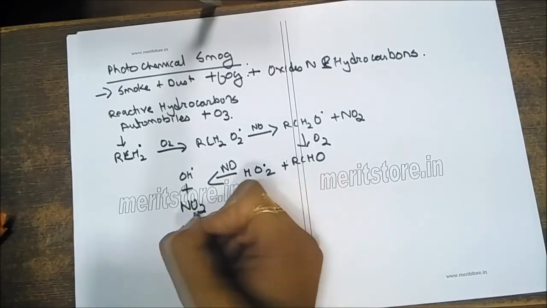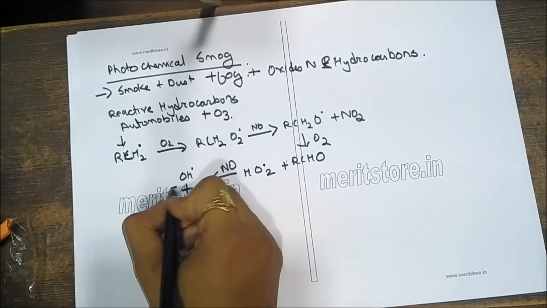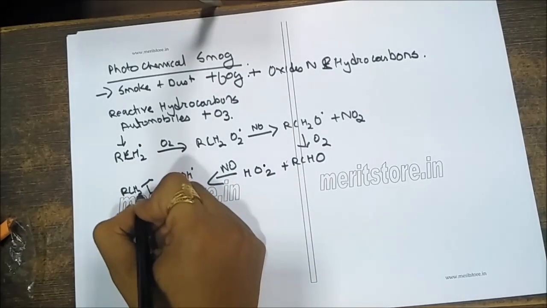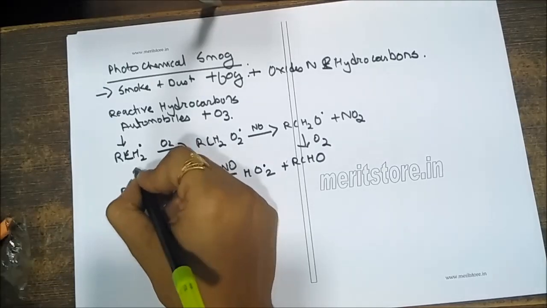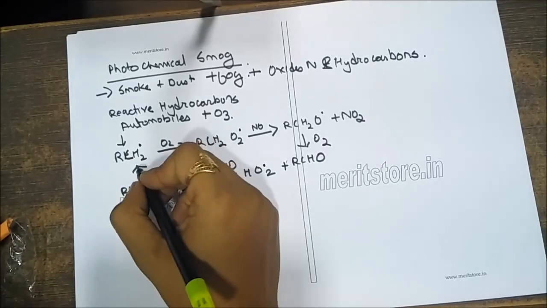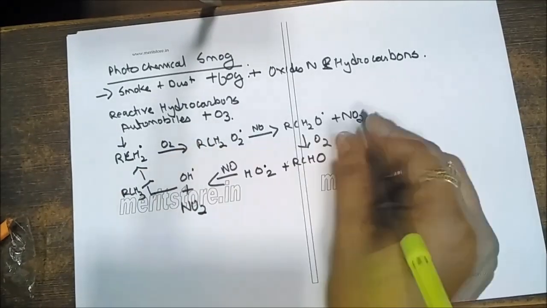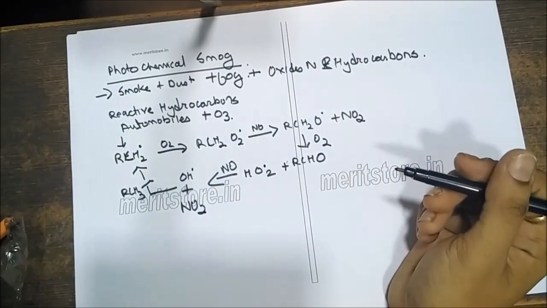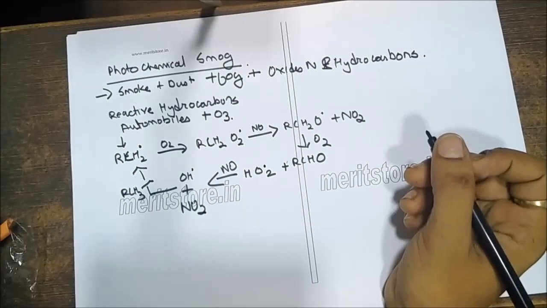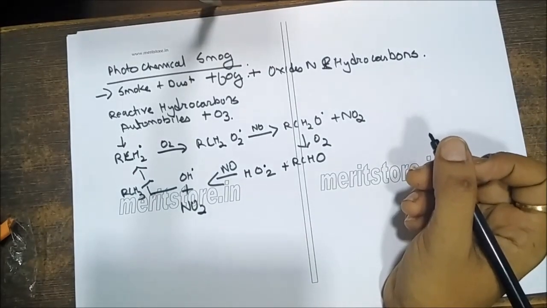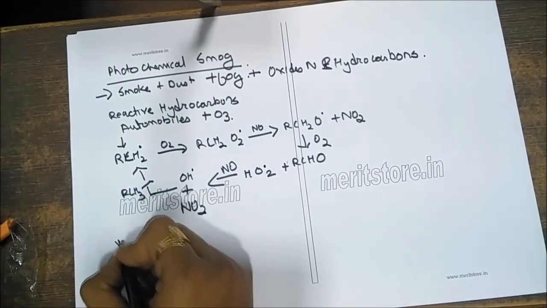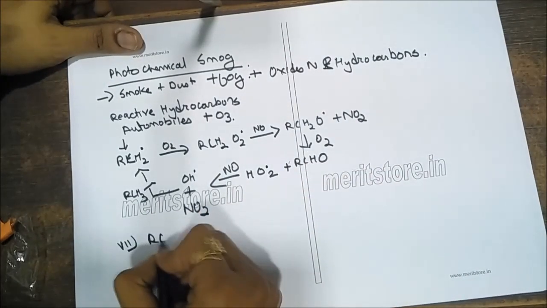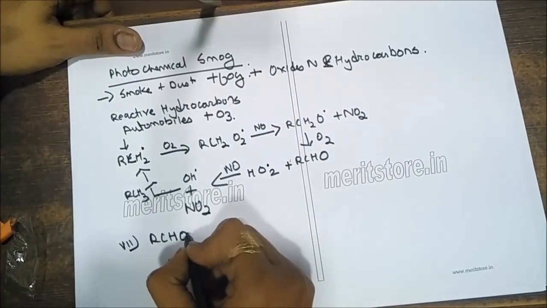Okay, now this NO2 will further react with hydrocarbon to form, once again, a hydrocarbon free radical, and this chain continues, which leads to the formation of photochemical smog products.